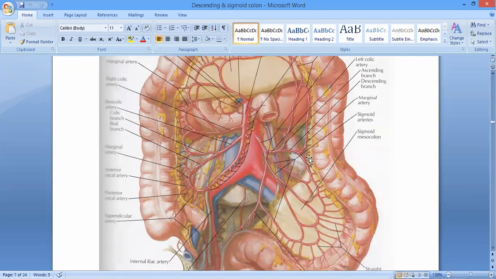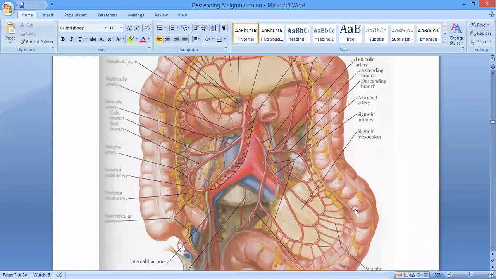going to make this arcade and form the contribution to the marginal artery, and from here the marginal artery, you can see the straight arteries going downwards, the vasa recta, right? Or the straight arteries which are going to supply the sigmoid colon, right?